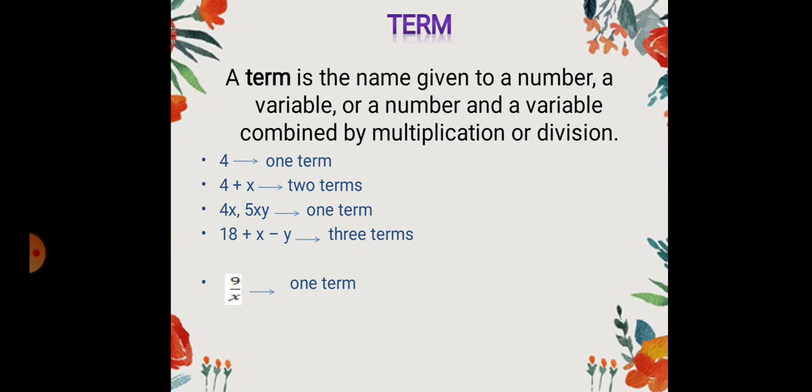So 18 plus x minus y. Here we have a number and two variables, and they are connected by addition and subtraction. So you have to count them as separate terms. 18 is one term, x is the second term and y is the third term. So totally three terms. The last example, 9 by x. A number is combined by a division, so we have to consider it as one single term. I hope it is clear. If a number and a variable are connected by addition and subtraction, they should be counted as separate terms. Whereas if a number is combined with multiplication and division, it should not be counted as separate terms. It's one single term.